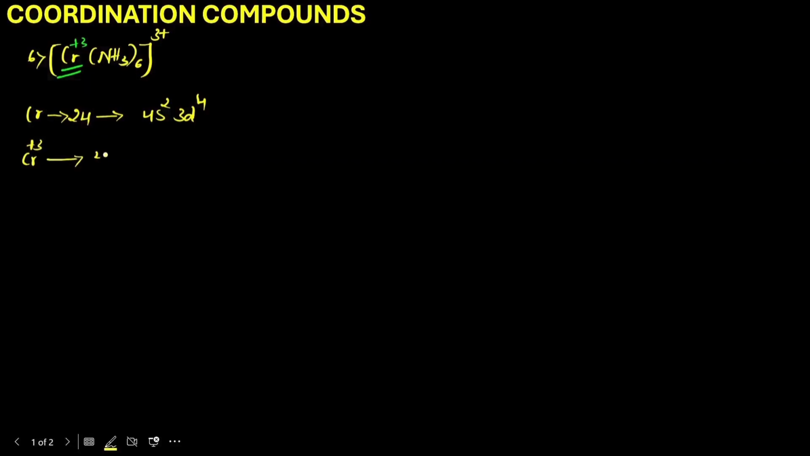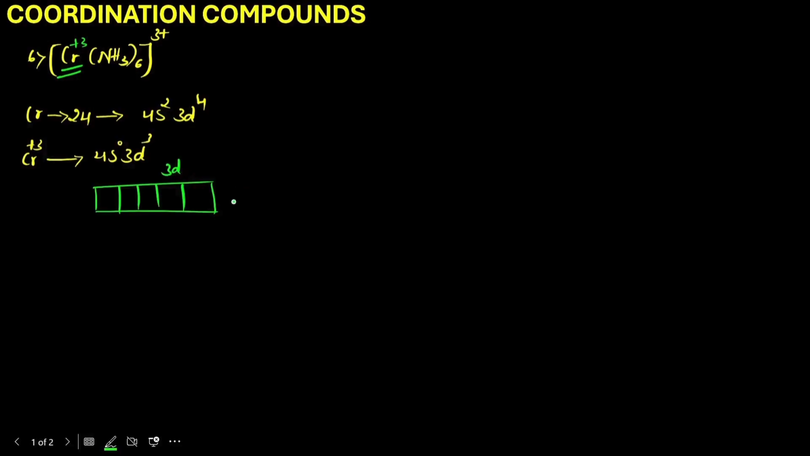Coming to the next example, that is Cr(NH3)6. The charge on the complex is 3 plus. Here Cr is the central metal atom, that means chromium. What is the atomic number of chromium? It is 24. So what is the outer electronic configuration? It is 4s2 3d4. What is the oxidation number of chromium here? It is +3. Now we will write the electronic configuration of chromium in +3 oxidation state. Therefore it is 4s0 3d3.